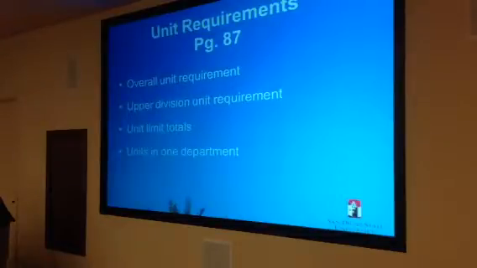Sorry about that, that's the wrong page number up there, but it's 89. So you can see that the unit requirements are broken into 3 different areas, area A, B, and C. So area A goes over the overall unit requirement. So this refers to the minimum number of units needed for a bachelor's degree.